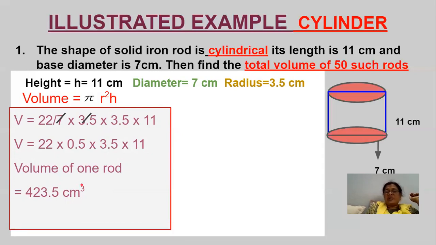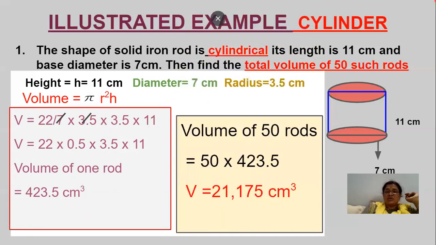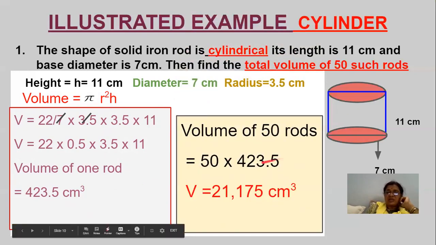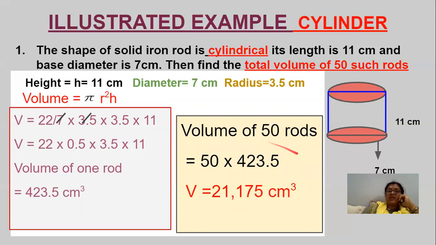So is that completed? No, the problem is still there. You have to find the total volume of 50 rods, isn't it? For the total volume of 50 rods, you have to multiply the volume by 50. So you'll get the answer like this. This is very easy, and once you try to solve the problems, you feel it is very easy. Next.